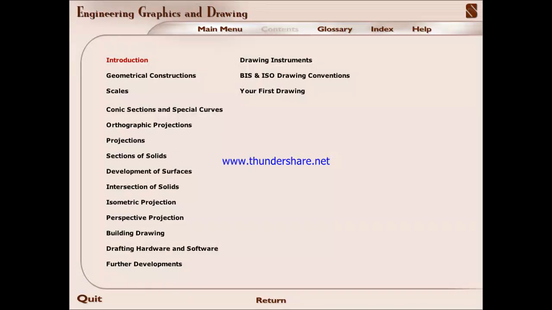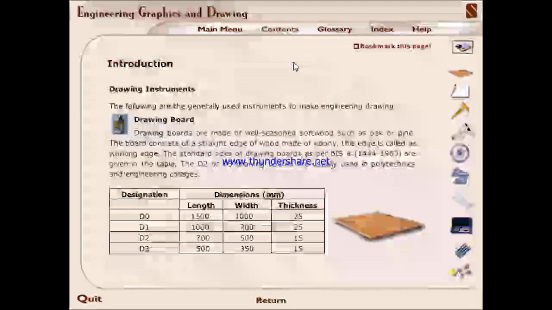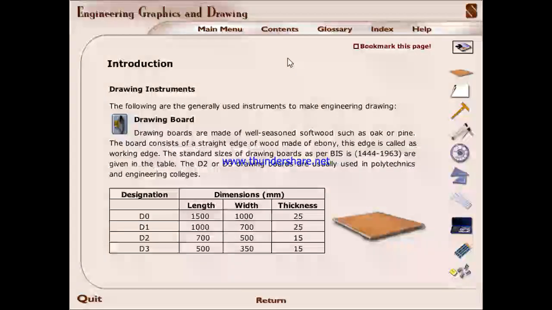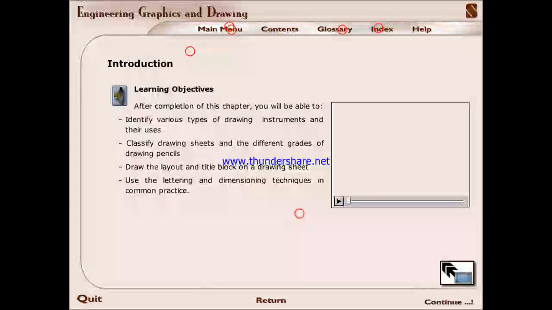In this engineering drawing, we will learn first drawing instruments. In this engineering drawing, we will give some introduction on this. Let us see.